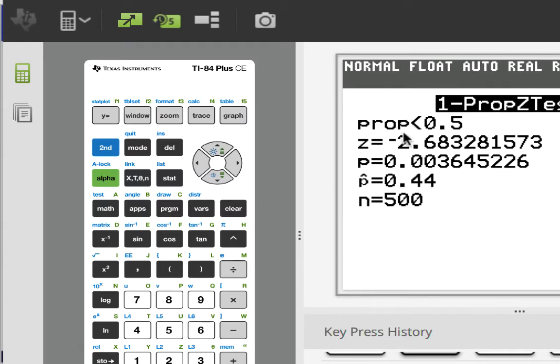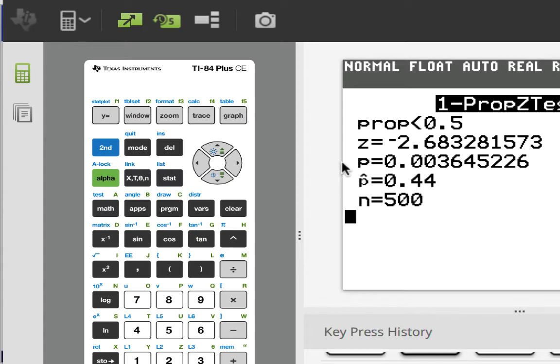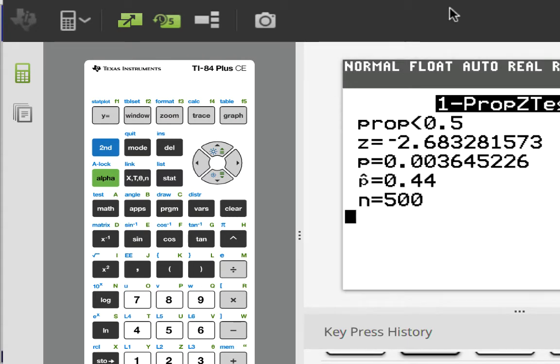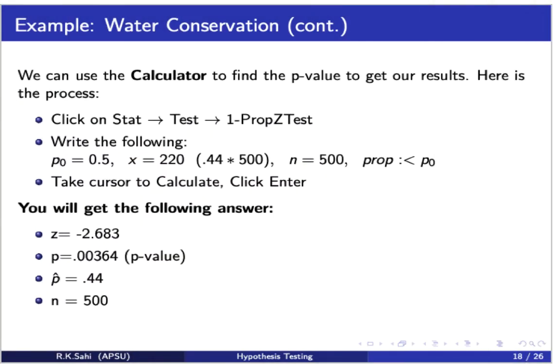Normally, you will see all the values which we had done by hand. You found the Z, that is the test statistic, and the p-value 0.00364, which is 0.0037. It automatically also gives you the observed sample proportion, 0.44. What we really need is the p-value. That's what you're looking at. So I've written down all these steps, guys, and the procedure, and that's what you do. It will make your life simple.